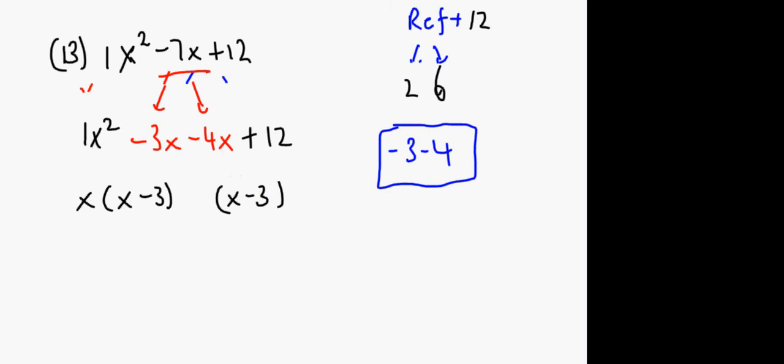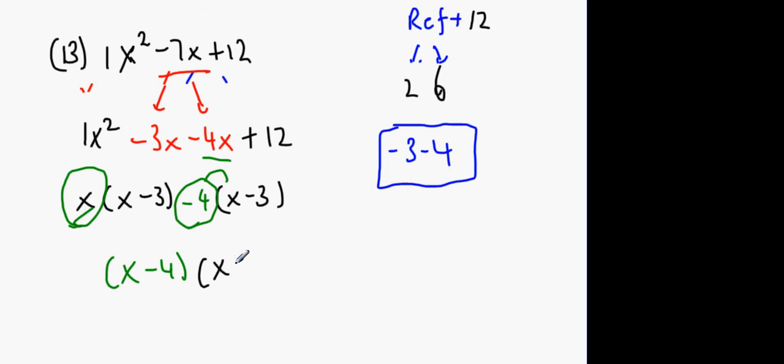And then what can we do here? What goes outside? Minus 4, because minus 4 times x is minus 4x. And now we're in position again to do our trick, aren't we? x minus 4 into x minus 3. Okay, it's very simple, okay?